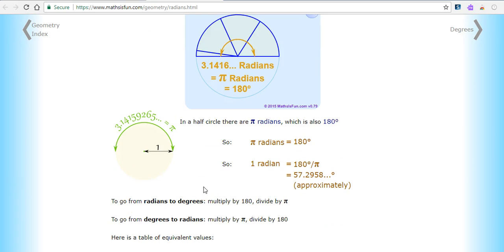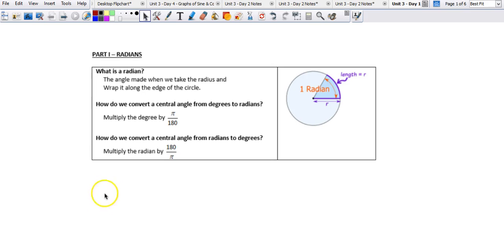So we actually can convert from degree to radians using 180 and pi. And I have a little cheat sheet here, formula for you. If I want to go from degree to radians, I'm going to multiply that degree by pi divided by 180. And if I want to go from radians to degrees, I'm going to multiply that radian by 180 divided by pi. And let me show you how to use that.